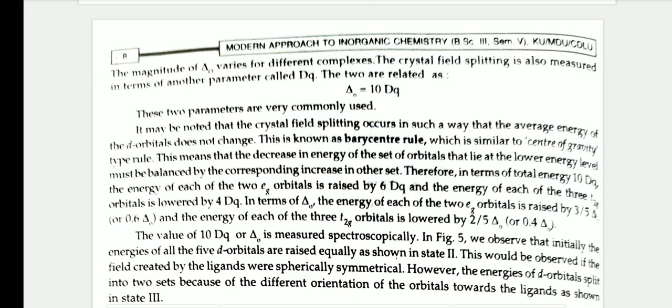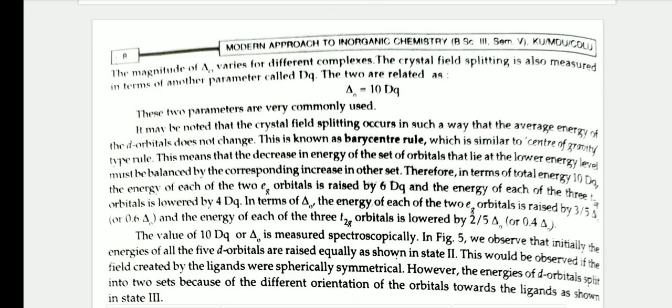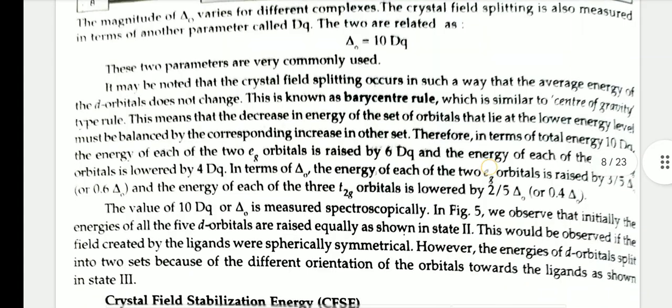We observe that initially the energies of all the 5 d orbitals are raised equally, as shown in state second. This would be observed if the field created by the ligands were spherically symmetrical. However, the energies of the d orbitals split into two sets because of the different orientation of the orbitals towards the ligands, as shown in state third.